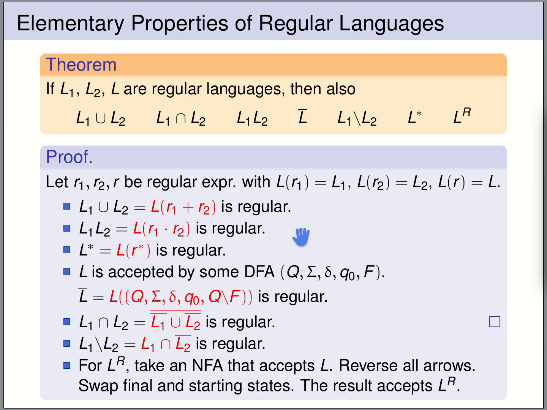So for many of these properties, regular expressions are very convenient to establish the properties of the regular languages. For some of the properties, deterministic automata are easier, and for some of the properties, non-deterministic automata are easier. So depending on the property that we are proving, we use the formalism of regular languages that makes it most easy for us.